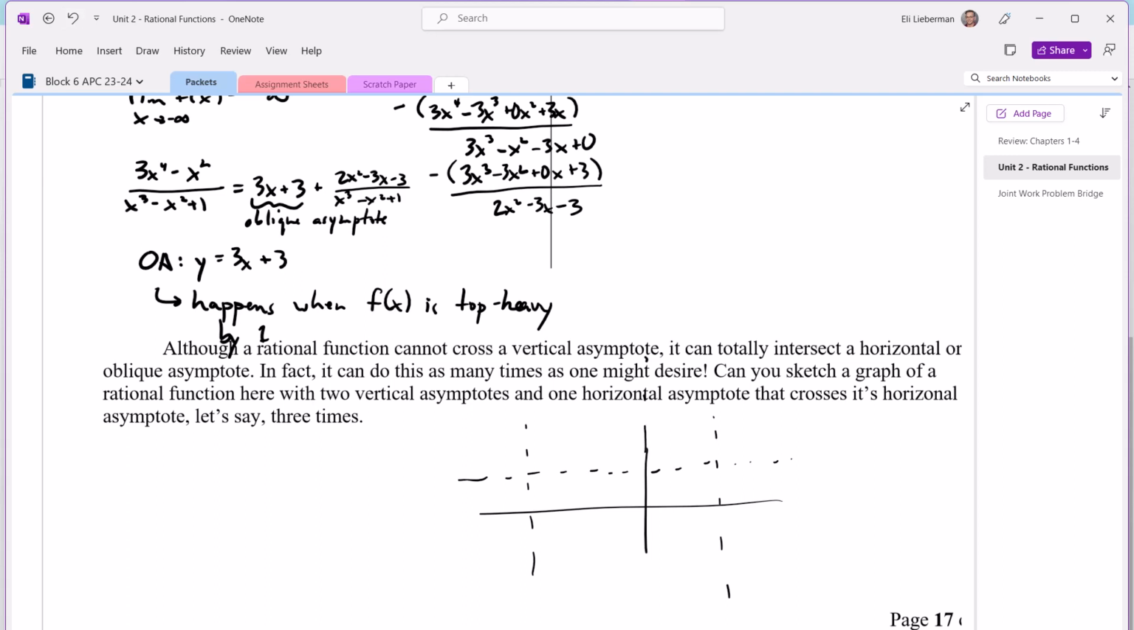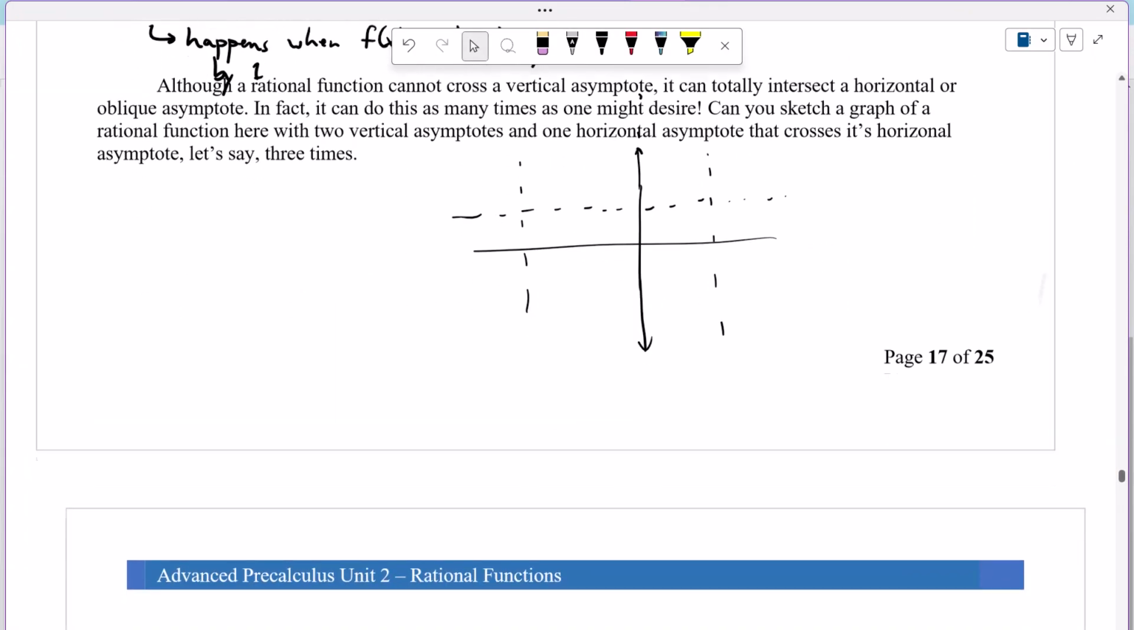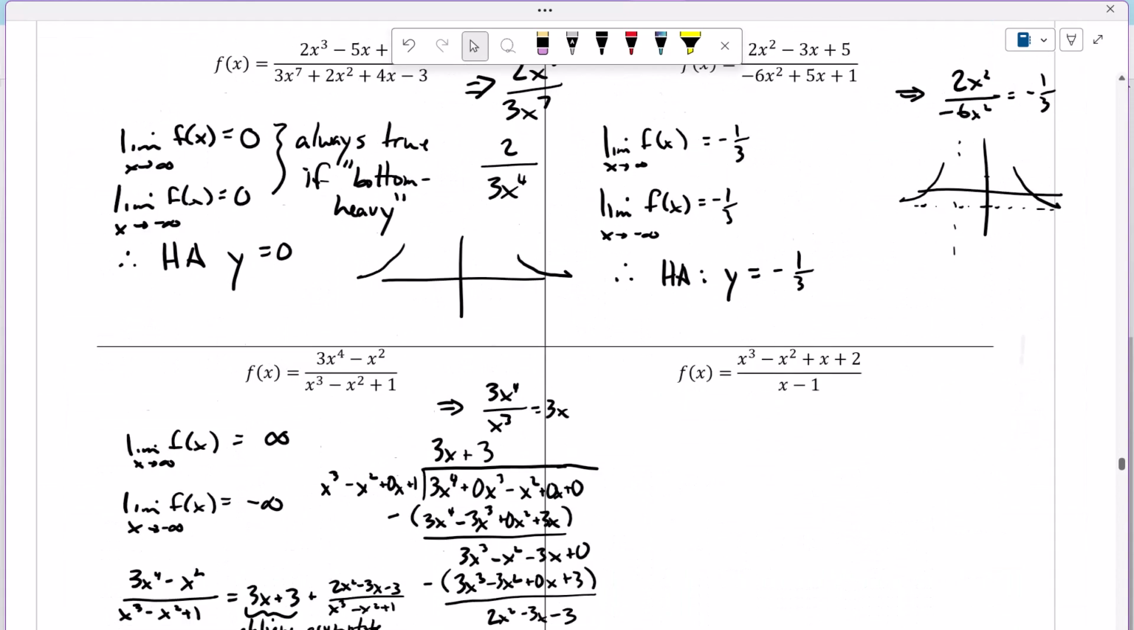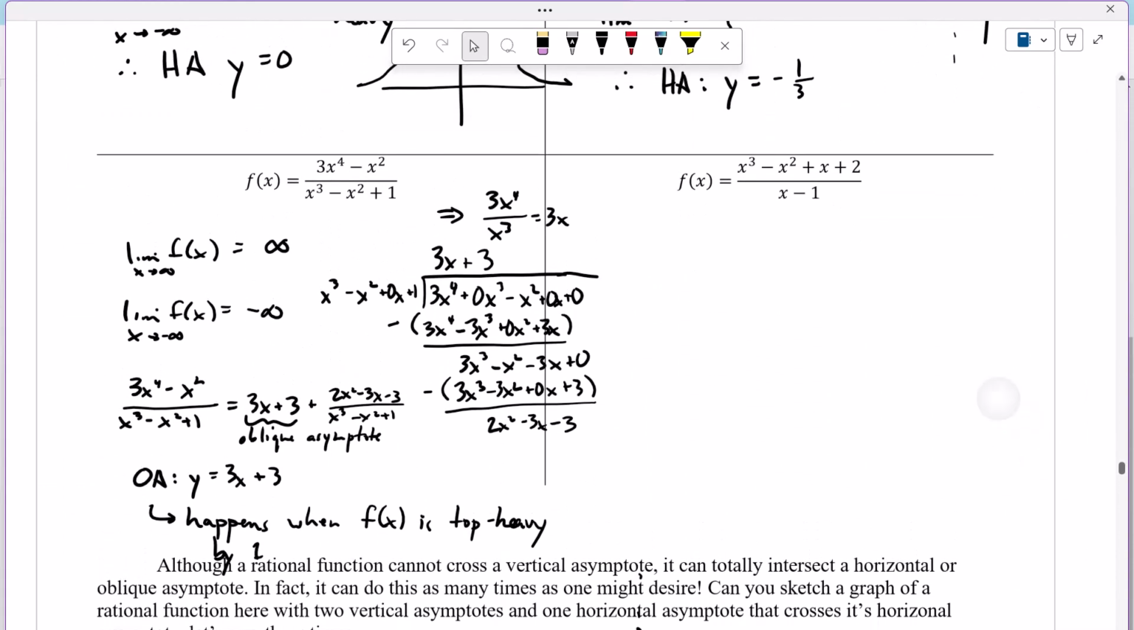Can you make a sketch of just a graph? We're not going to attach any sort of algebra to it at this point. Can you sketch a function that would cross its horizontal asymptote 3 times, and still adhere to all the vertical asymptotes? So we haven't drawn it. You haven't drawn it.